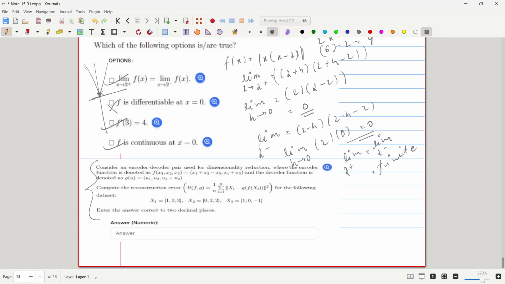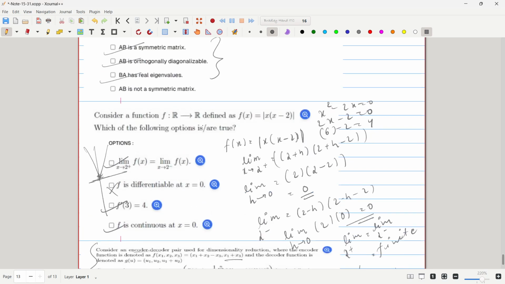This is a dimensionality reduction question. You have been given an encoder decoder pair used for dimensionality reduction, where the encoder function is x1 plus x2 minus x3, x1 plus x2, x3, and the decoder function is u1, u2, u1 plus u2. You simply have to put the points here. You need to find f(x), then g(x), and you have been given a formula also, and you can use this formula. So you can do it on your own. This is a very easy question.